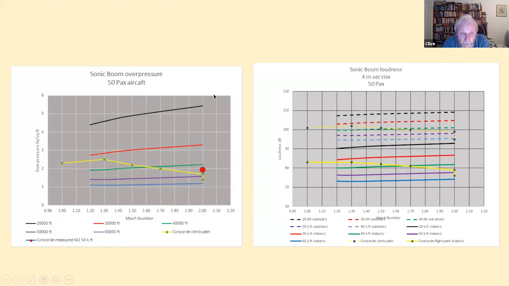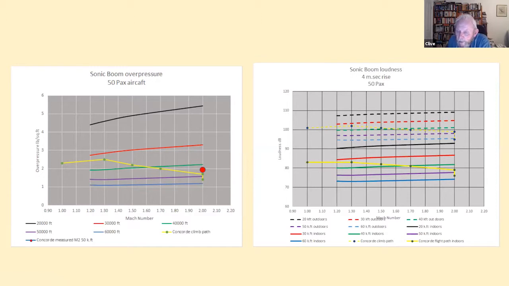I did, as a matter of interest, wonder how the sonic boom overpressure that I'm used to dealing with compares with the parameter which NASA are now suggesting we use, which is sonic boom loudness, and in particular how the claims of 75 dB stack up against what I knew.